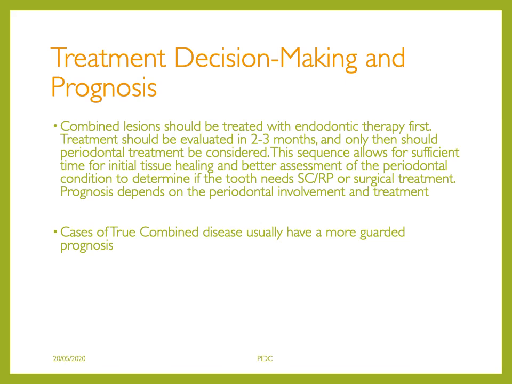Combined lesions should be treated with endodontic therapy first. Treatment should be evaluated in 2-3 months, and then only you should go ahead with the periodontal consideration. The sequence allows for sufficient time for initial tissue healing and better assessment of periodontal condition to determine if the tooth needs any periodontal treatment or any surgical management. Prognosis depends upon the periodontal involvement and treatment. Cases of true combined disease usually have a more guarded prognosis.